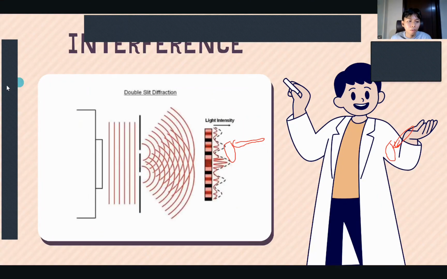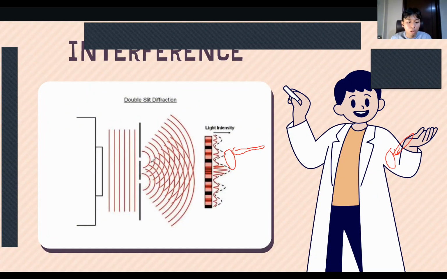This is the combination of the two topics that we've discussed before. Interference occurs when two or more waves come from coherent sources. Coherent source means that they have the same frequency and constant phase difference. When this happens, we'll get a pattern of alternating bright and dark fringes.